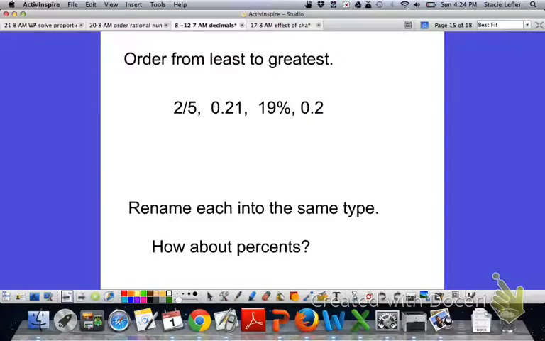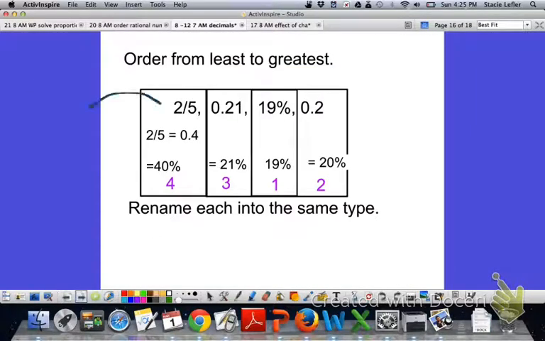So we can look at a bunch of different types of numbers, fractions, decimals, and percents, and put them in order. In this case, let's put them in order from least to greatest. So in order to be able to compare them, we need to have them all into the same type of number. How about we just use percents?